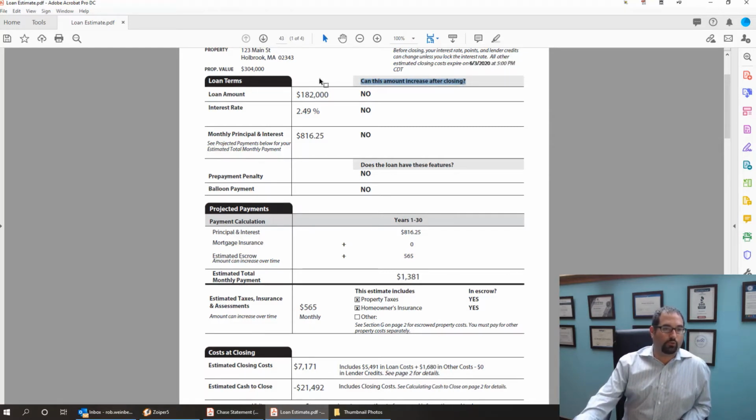So this is going to tell you whether, in this case, your balance can go up after closing, whether your interest rate can go up after closing, and whether your principal and interest, the monthly payment, can fluctuate. Okay, for most people, it's going to be no on all these.